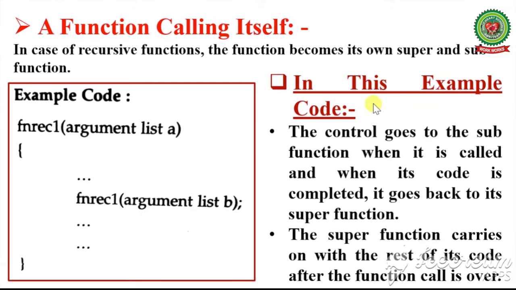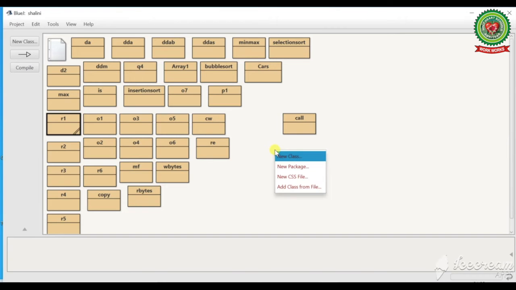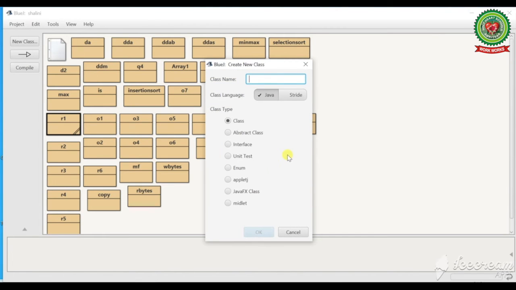Now in this example code, the control goes to the subfunction when it is called, and when its code is completed, it goes back to its super function. In this case, FNREC1 is both superfunction as well as subfunction. The superfunction carries on with the rest of its code after the function call is over. Now, let us understand this concept of recursion with the help of a BlueJ program. Now, here in BlueJ, I am going to show you the program related to recursion.